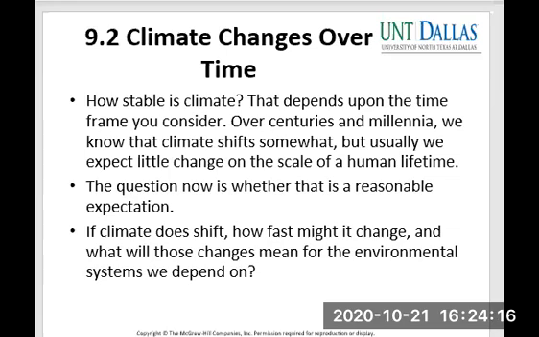So, how stable is the climate? It depends upon the time frame you consider. Over centuries and millennia, we know that climate shifts somewhat, but usually we expect little change on the scale of a human lifetime. The question now is whether that is a reasonable expectation. If the climate does shift, how fast does it change, and what will those changes mean for the environmental systems on which we depend? We will be talking about these questions in our coming slides.